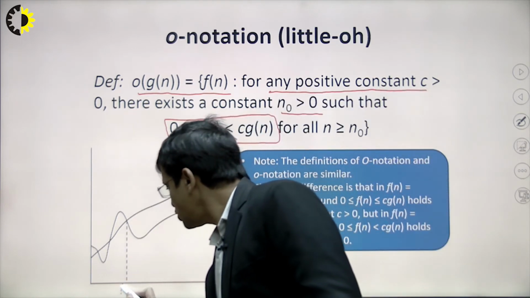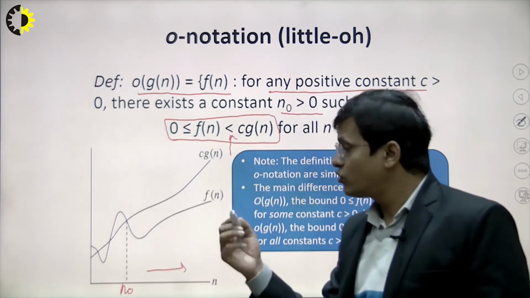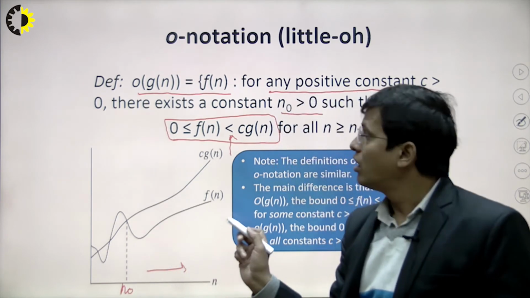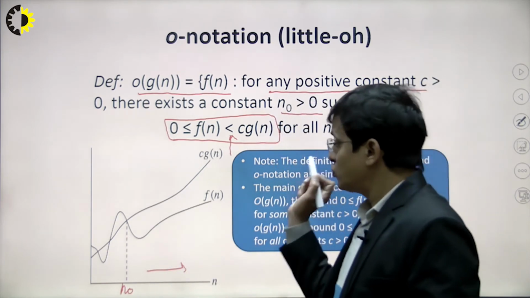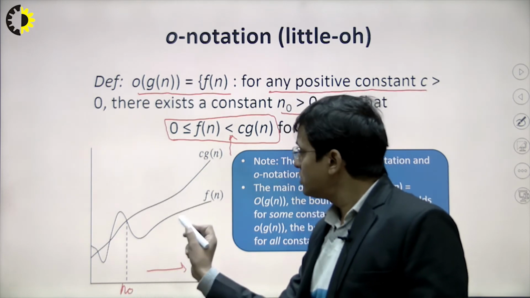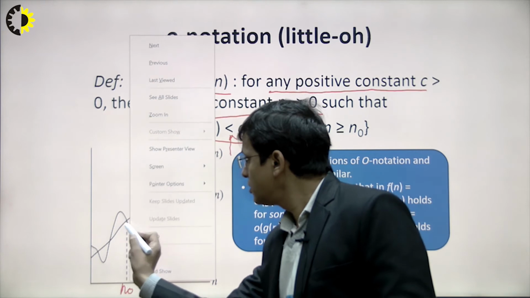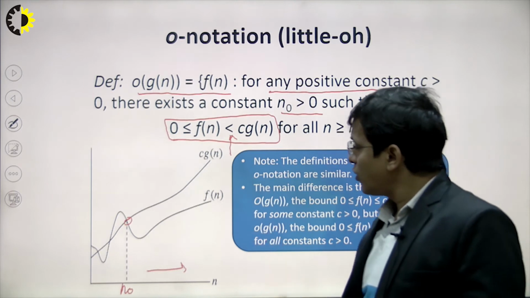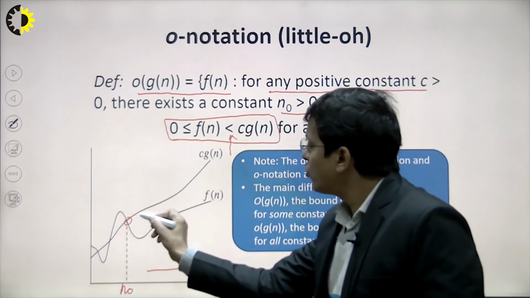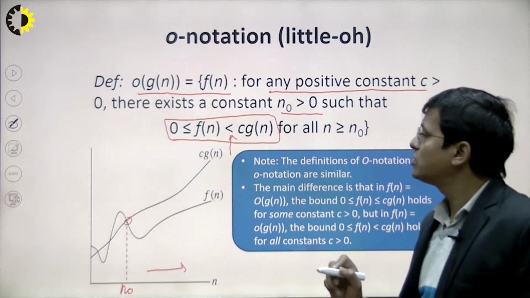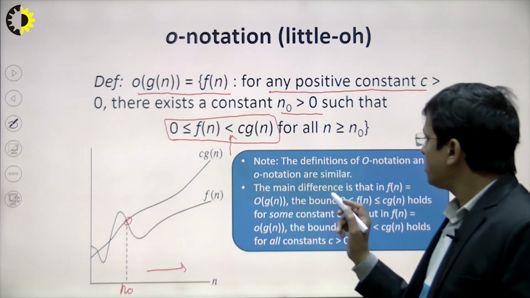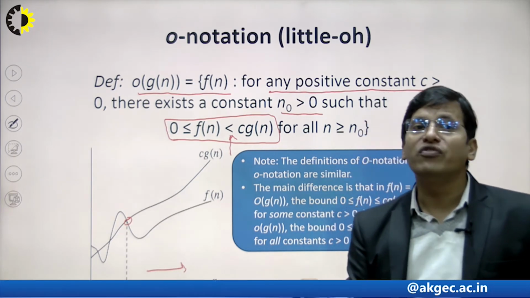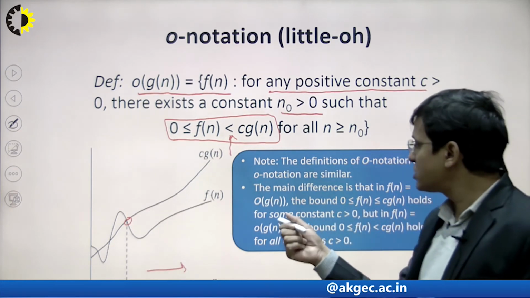Here, after n0, we are finding the order of growth of this function, for n greater than n0. Equality is not considered because f of n will not be equal to it. So equality does not come into the picture, which is why this is not a tight bound. The definition of the little o notation is similar to the big O notation, and the main difference is that it holds for any constant.